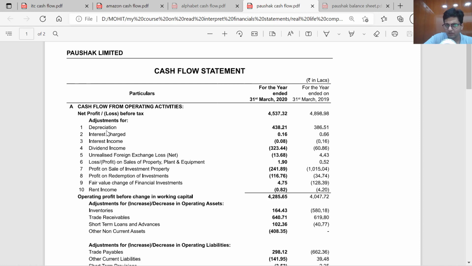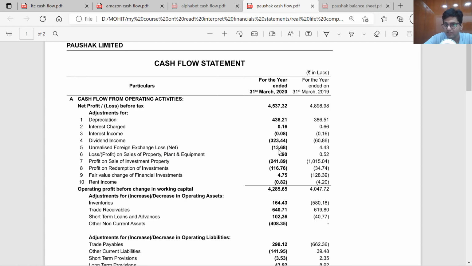So depreciation has been added, that makes sense. Interest income doesn't make sense. Dividend income doesn't make sense. Unrealized foreign exchange loss is something which does make sense. But why is it here? Because this unrealized foreign exchange loss is actually a journal entry. The profit or loss of the foreign exchange is already covered in the closing cash balance. That's why this figure is written here, because it is a non-cash expense.